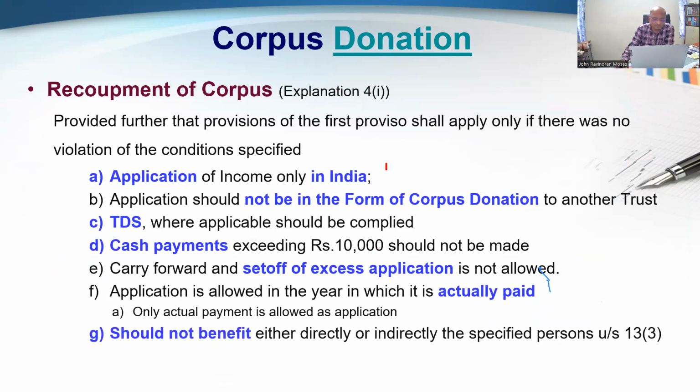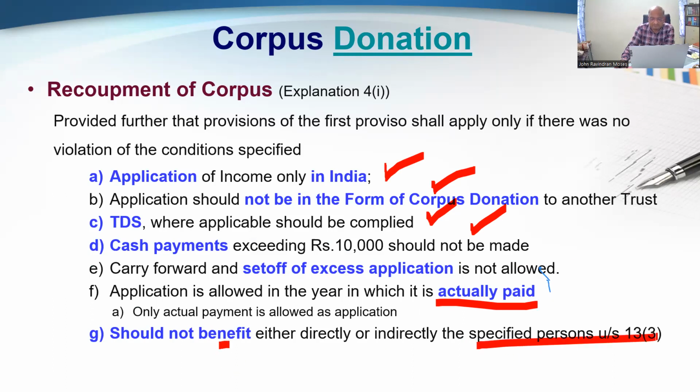What are those conditions? The amount that you have withdrawn, the application can be only in India. You don't give it as corpus donation. You comply with the TDS provisions. You don't make cash payments above 10,000 rupees. Okay, right? And there is no question of any carry forward set off of application. Anyway, let's not worry about it. Application is allowed on actual payment, not on accrual basis. You should not benefit directly or indirectly any specific person. We will come to that a little later.